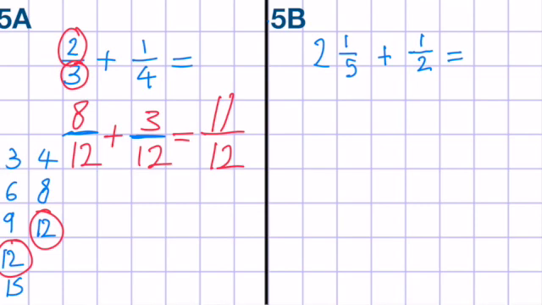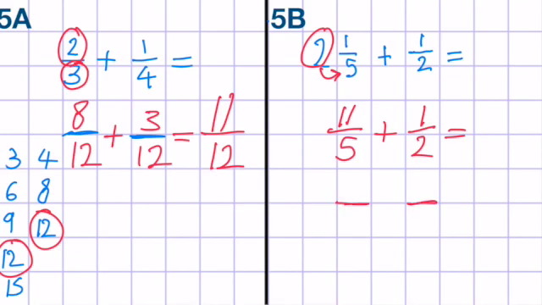Over on the 5b side, you have a mixed number. So before we can do anything, we need to change the mixed number to an improper fraction. So we're going to do 2 times 5, which is 10, plus that 1, which is 11. So as an improper fraction, it's 11/5, and we're adding it to a half. Now, we've got 2 different denominators there. And 5 is not a multiple of 2, so we're going to have to change both of them.